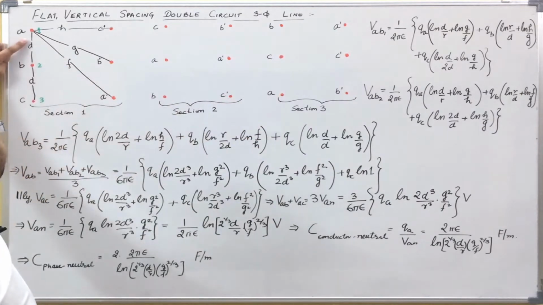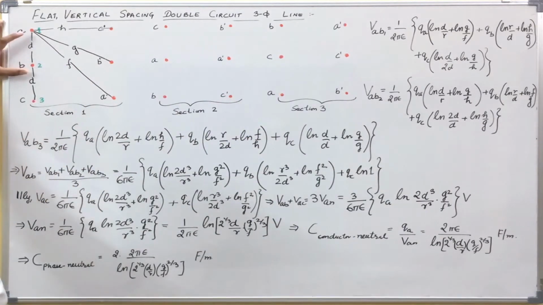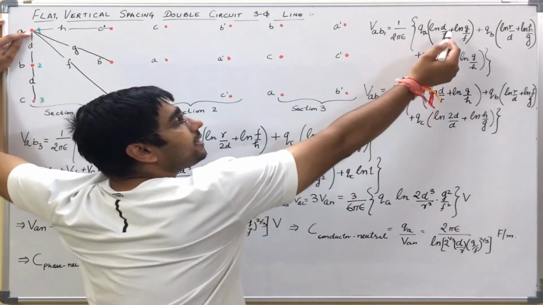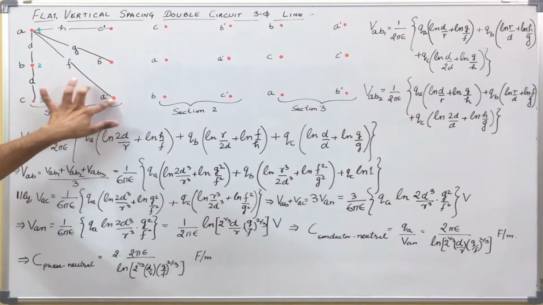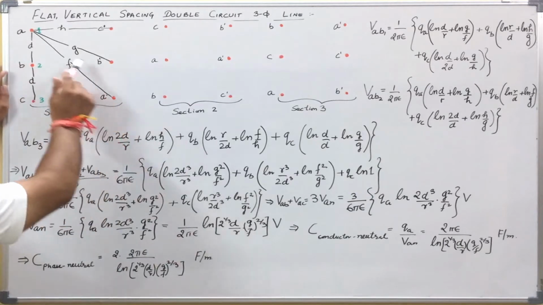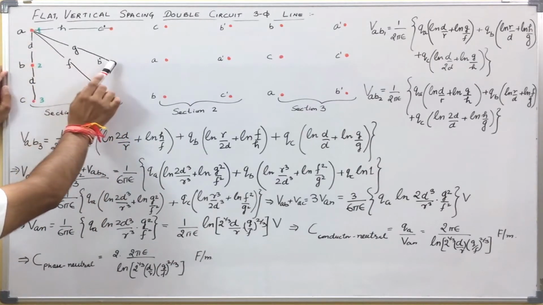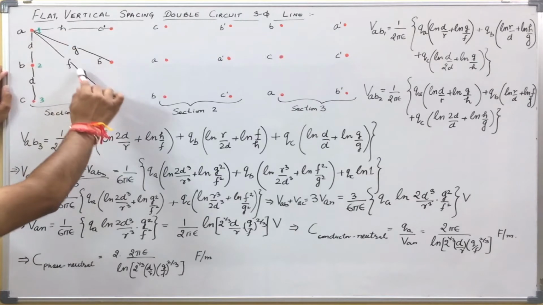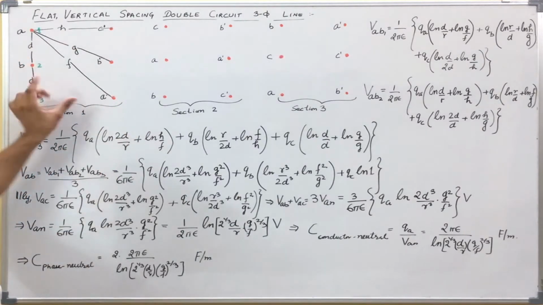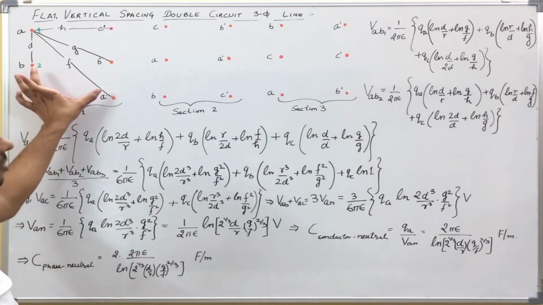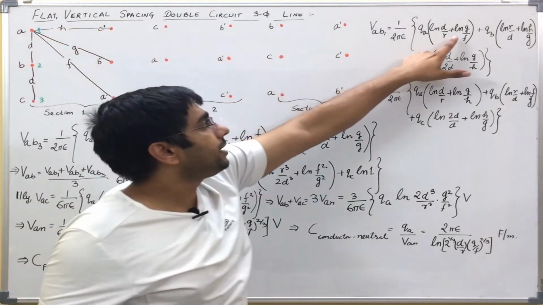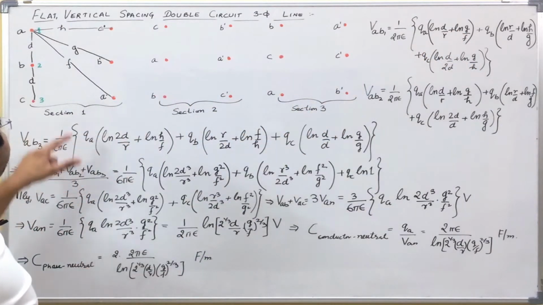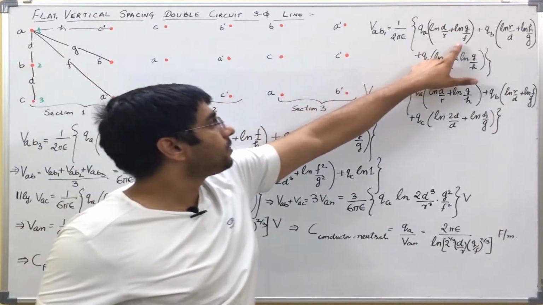Let us take this charge first. For this charge, D2 is small d and D1 is its radius only. That's why I have written d and r. Similarly, for this charge, D2 is G. The distance between the first conductor and the middle conductor is G, and the distance of this diagonal is F. Similarly, this distance is also equal to G and this distance is also equal to F. So that's why D2 here is G and D1 is equal to F.